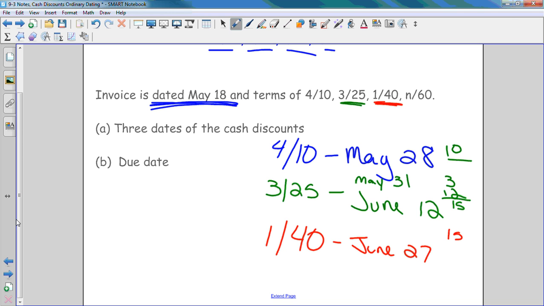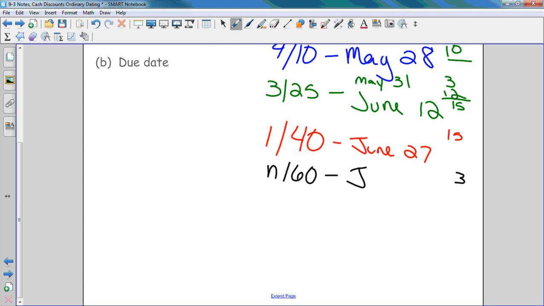Now the last one is net 60. How do I figure that one out? Well, how many more days do I have left in June? 3 more days. And how many more days do I need total? 30, 43. So I need 27 more days, correct? Or 17 more days, excuse me. 17 more days, so July 17th. July 17th gives me 17 more days. If I add all those up, I have 60 days total.